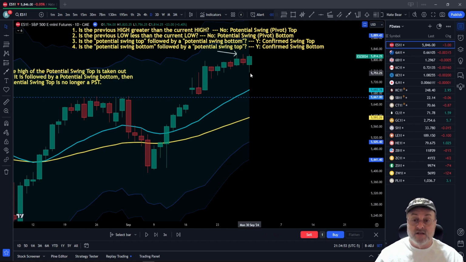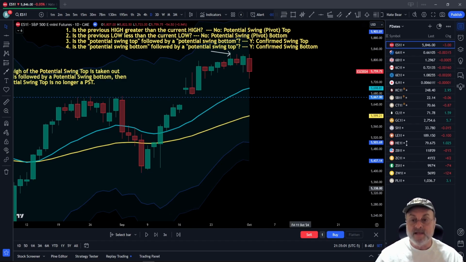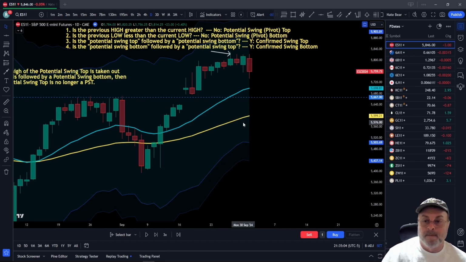This is a potential swing bottom. Let's see if it confirms or it keeps going lower. Well, look at this. Now, this price bar here made a higher high and it made a lower low. We call this an outside bar. Just like this was an inside bar because it's inside the range of the previous bar, this is an outside bar because it's out of the range of the previous bar. It exceeded its high and it exceeded on the downside its low.